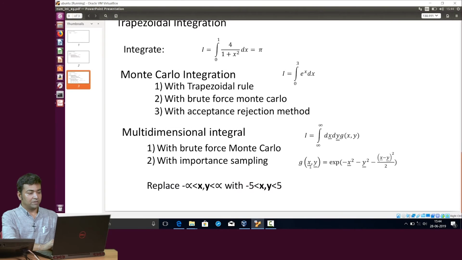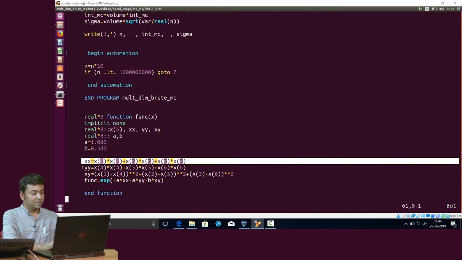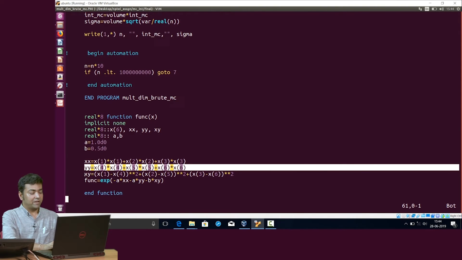So, this is e to the power minus x square minus y square. My x square will be the mod of the x component vector x 1, x 2, x 3, that is what is here: x 1 square plus x 2 square plus x 3 square. Similarly, y square will be given by x 4 square, x 5 square and x 6 square, and then I have x minus y whole square.